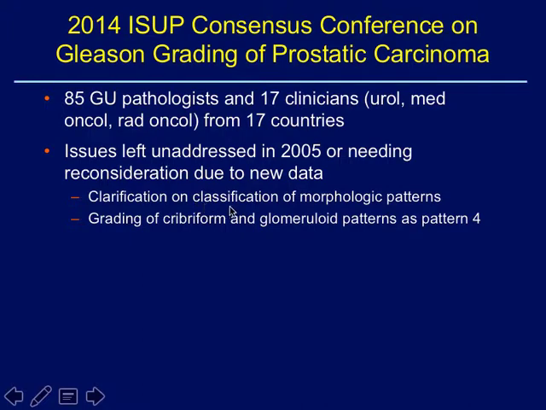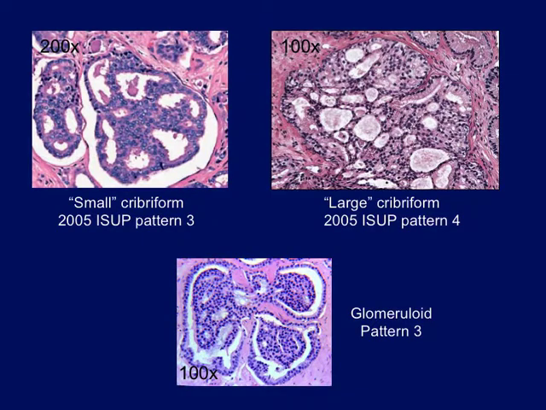I won't talk about that so much, but I do want to talk about 2 other things that were brought out of this meeting. The first was the grading of what I've called cribriform and what we call glomeruloid patterns as pattern 4, and why the data really indicated that these were more aggressive and high grade. So I use this term, and what am I talking about?